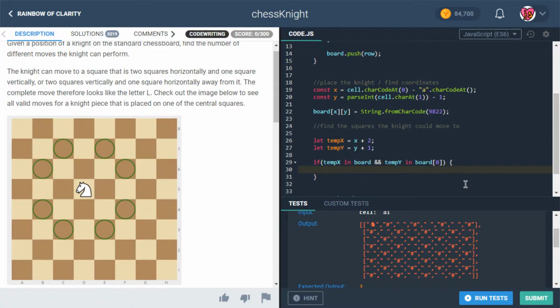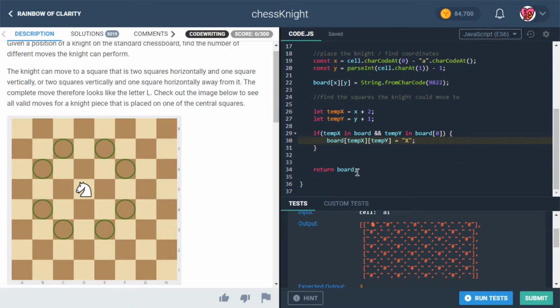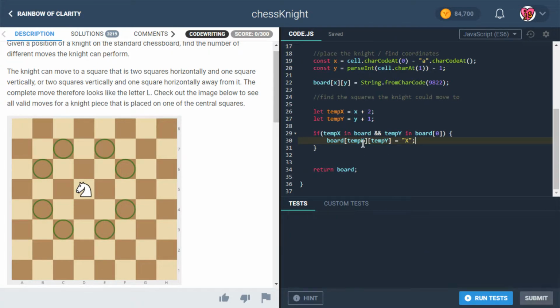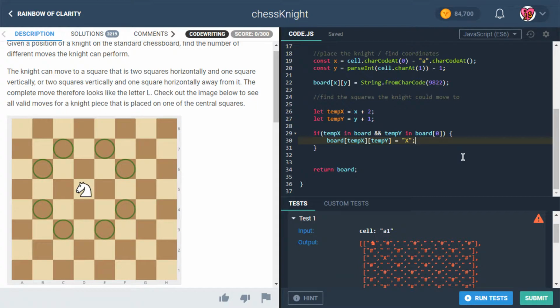So we'll say if those are on board, then for now we'll just say board at temp x and temp y is assigned the value of, I'll just use the character x to represent a threatened tile, a possibility that the knight can move to. So let's run that, and we'll see if that works. Okay, so there we go. We've got the x over there.